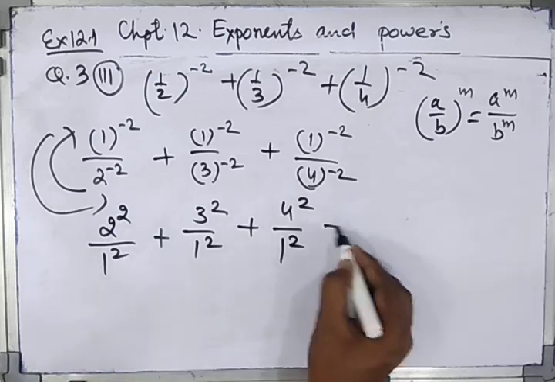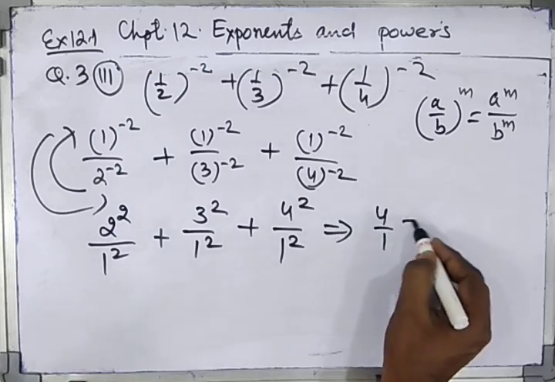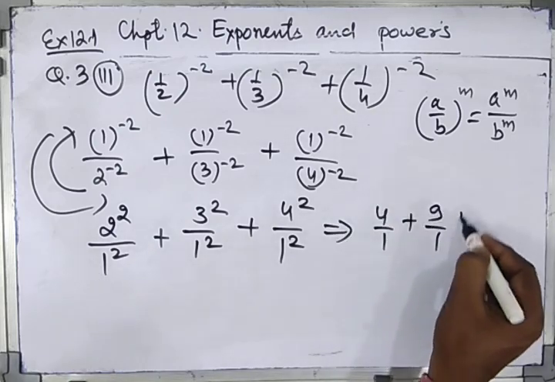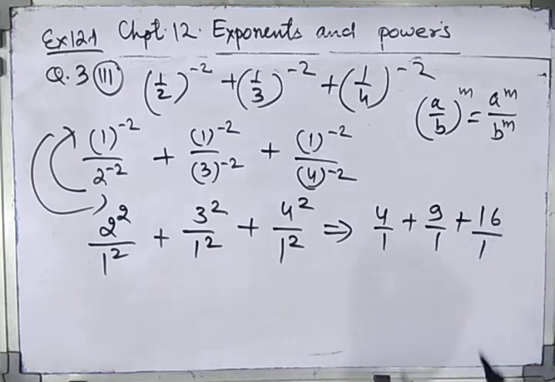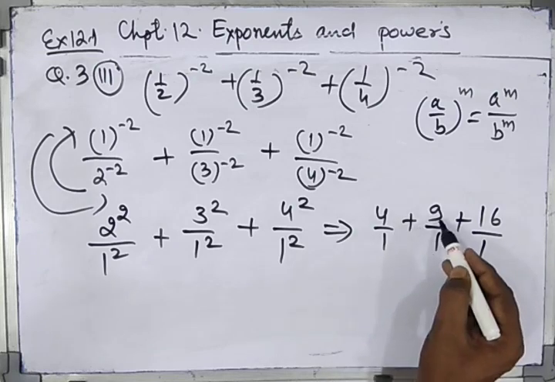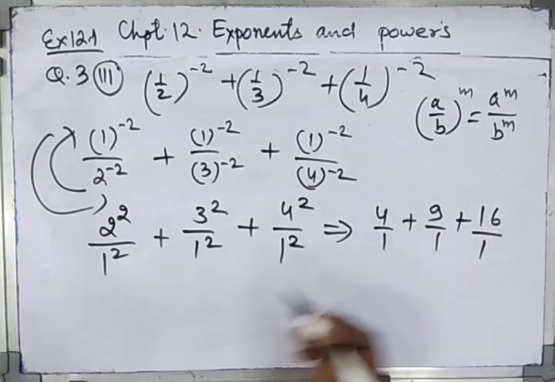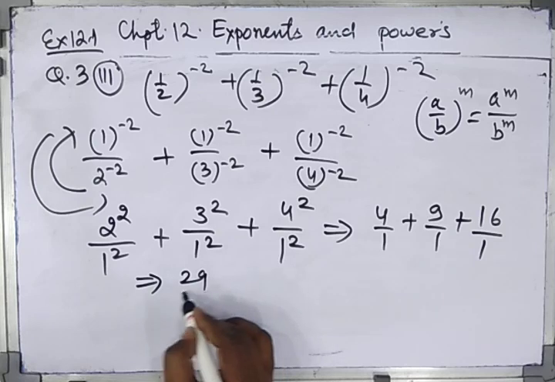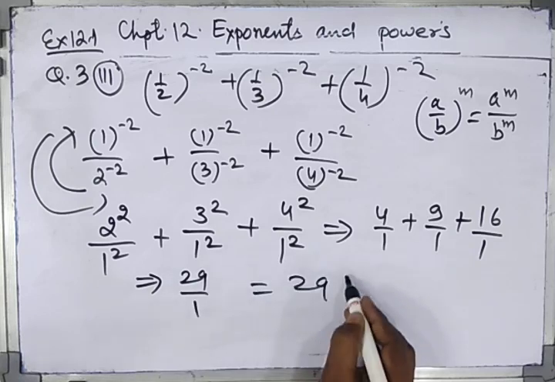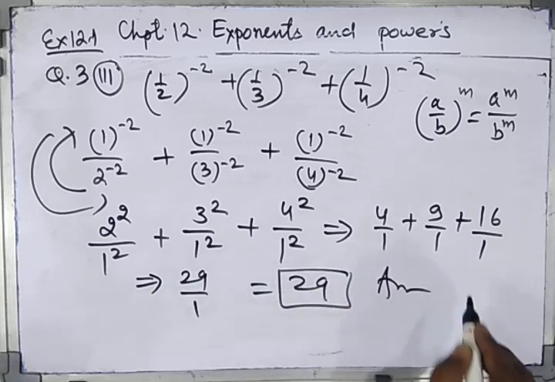So this will be equal to 4 by 1 plus 9 by 1 plus 16 by 1. So this will be equal to 9, 4, 13, 16, 29 by 1. It means this will be equal to 29.